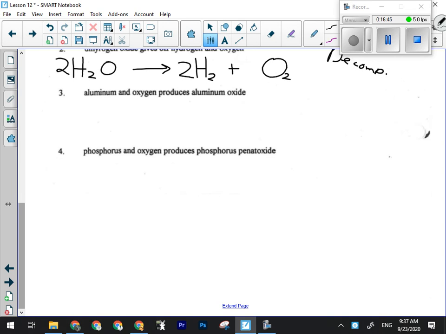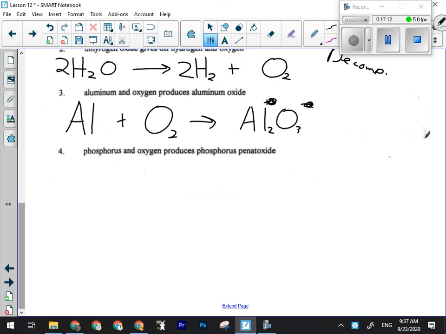Aluminum and oxygen produces aluminum oxide. So aluminum is this, oxygen is this. Even if I didn't know what was going to be produced, what kind of reaction am I looking at? Synthesis, the only kind that starts with 2 elements. So I'm going to put them together, Al and O. This is a -2 and this is a +3. When I drop and swap, Al2O3. So really, predicting the products is not all that hard. We just have to know what happens in each of the reaction types.